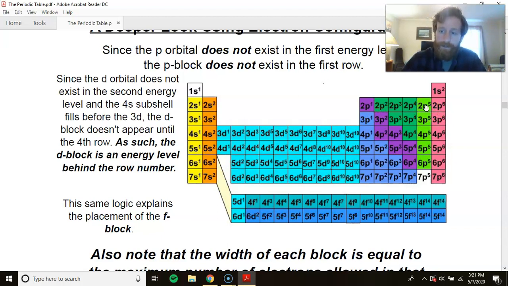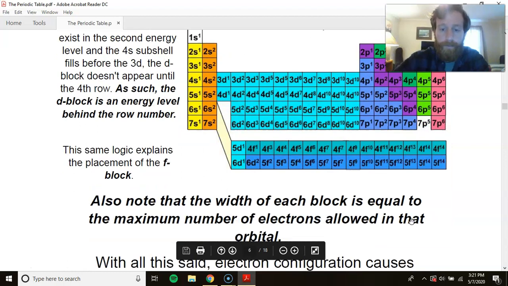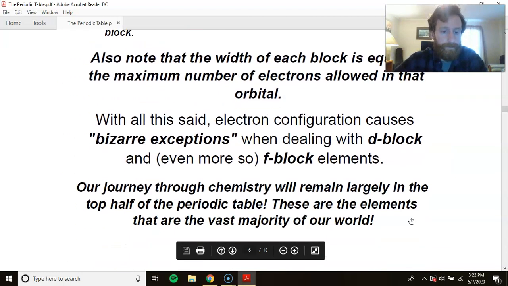If each holds 2 electrons, then that's 6 electrons that can fill in a p orbital, and therefore the p block is 6 elements wide. The d block had 5 orientations with 2 electrons apiece, which is 10 possible electrons in a d orbital, and therefore the d block is 10 elements wide. Same with the f block, 14 elements wide because of the number of electrons allowed in f orbitals.